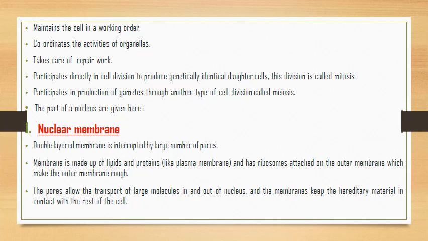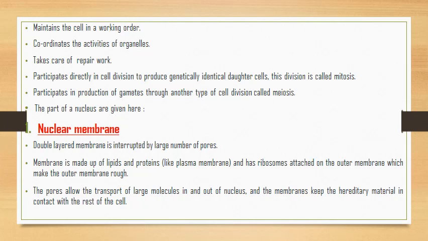Functions: maintain the cell in working order, coordinates the activities of organelles, take care of repair work, participate directly in cell division to produce genetically identical daughter cells. This division is called mitosis. Participates in production of gametes through another type of cell division. This is called meiosis. The parts of a cell are given here: nuclear membrane.